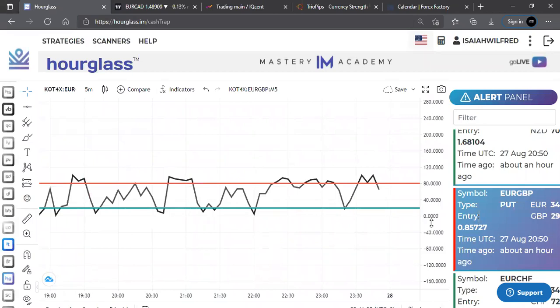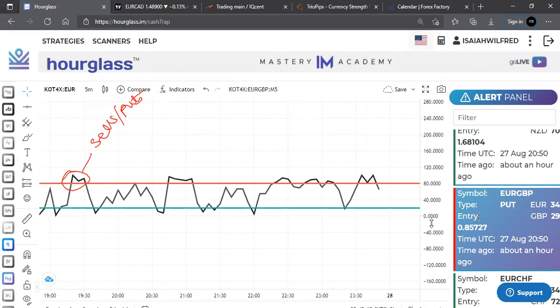So now the rule is simple. We are still following colors, right? We're still sticking to colors. So anytime you see this black line come to the red area here, you should be looking out for sells or puts. So this black line has to do something. The black line has to move from what?